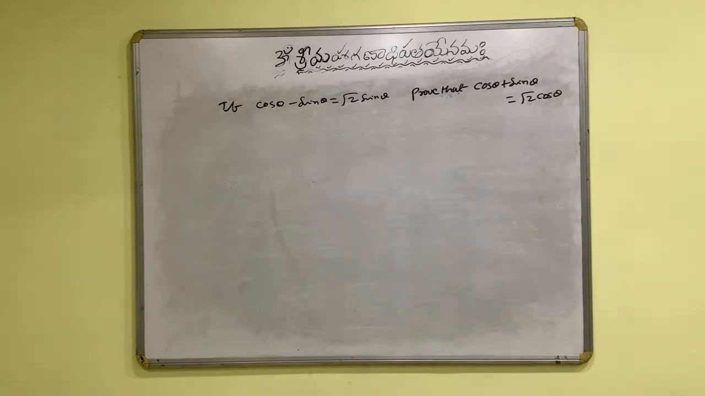Now, see the problem on the board. Cos theta minus sin theta is root 2 sin theta. Then prove that cos theta plus sin theta is root 2 cos theta. How to do it? Any idea? Any idea from your side, children?